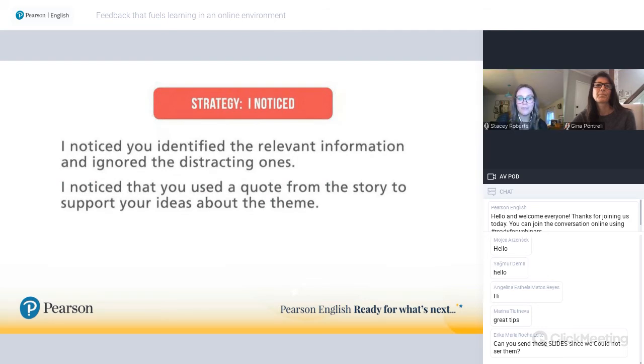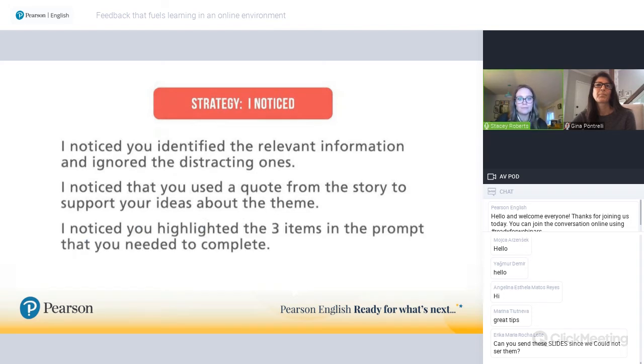I noticed that you used a quote from the story to support your ideas about the theme. And I noticed you highlighted the 3 items in the prompt that you needed to complete. Hopefully these examples will give you some ideas as to how your own I noticed feedback can look.